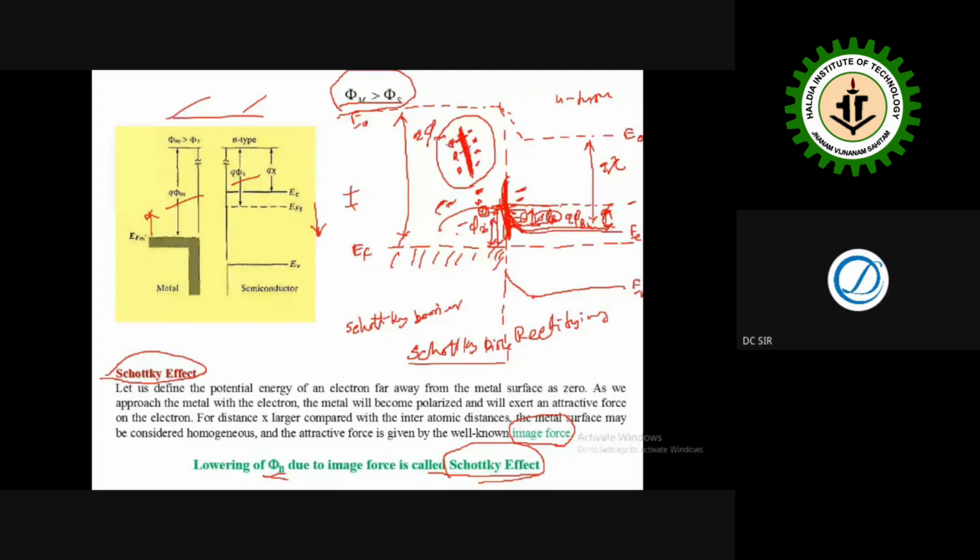So this phenomenon happens here. This is called a Schottky diode, and a Schottky diode works as a faster switching device because current flows very fast at forward bias.